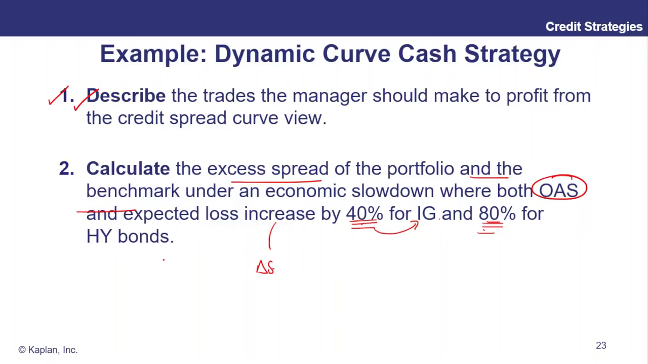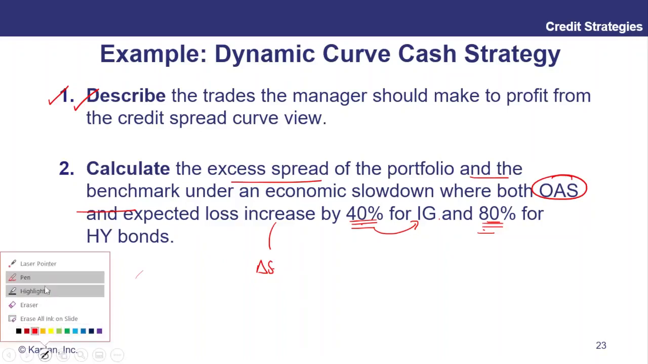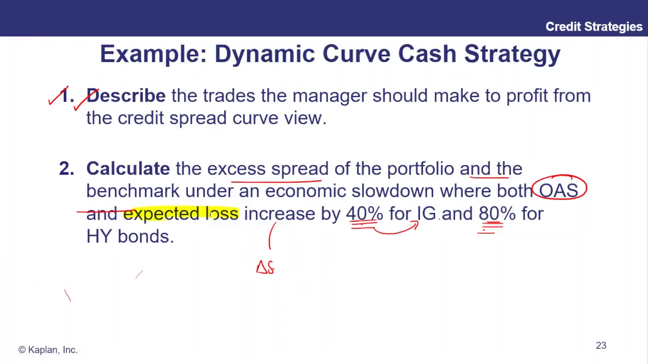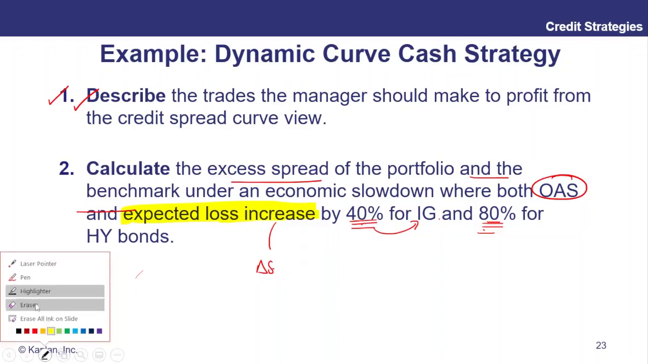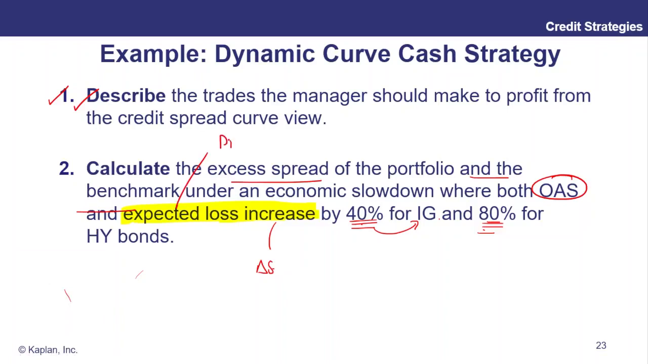And notice this as well. This is a new thing. Expected loss increases as well. So, we are essentially saying that our expected losses evolve to be higher than what we previously expected before the slowdown. So our credit default losses, if you like, what was PD times LGD, evolved to be higher than we previously expected. That's the way I read it anyway. 40% higher for IG and 80% higher for high yield bonds.